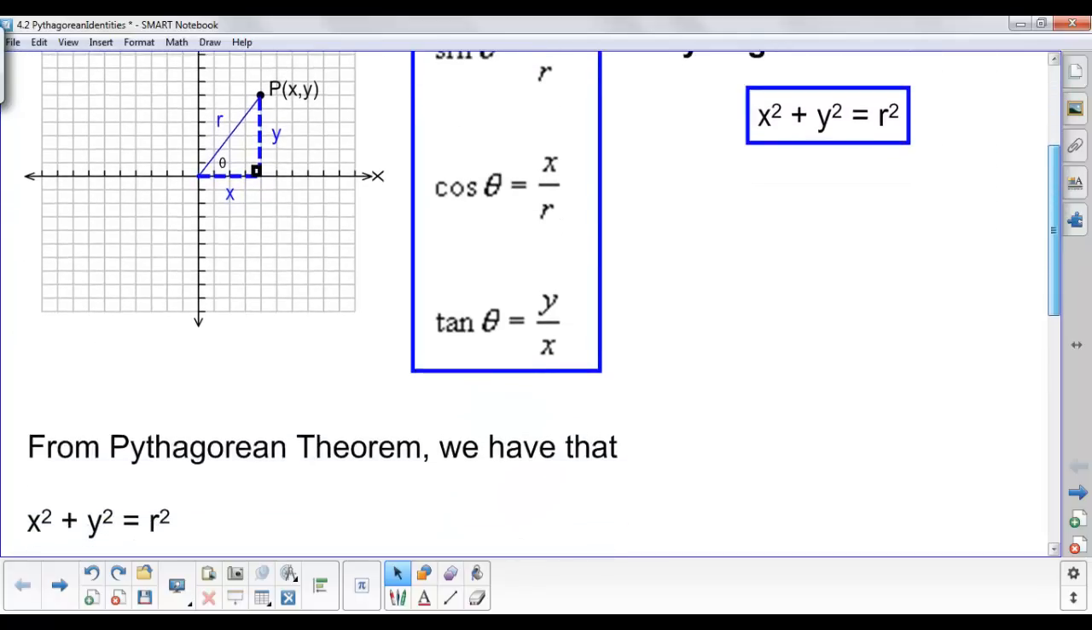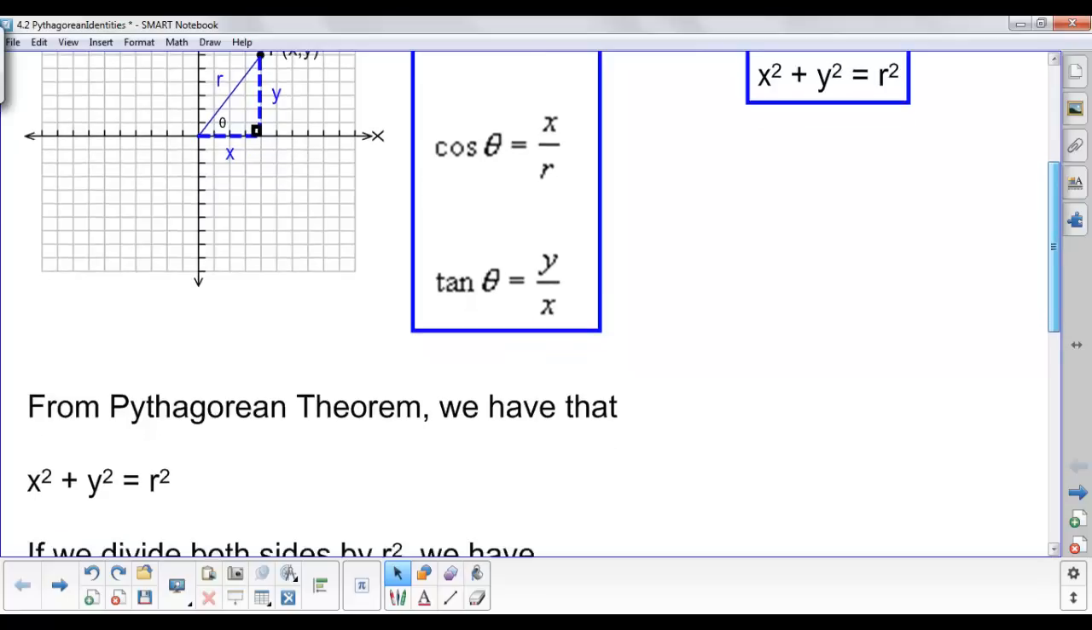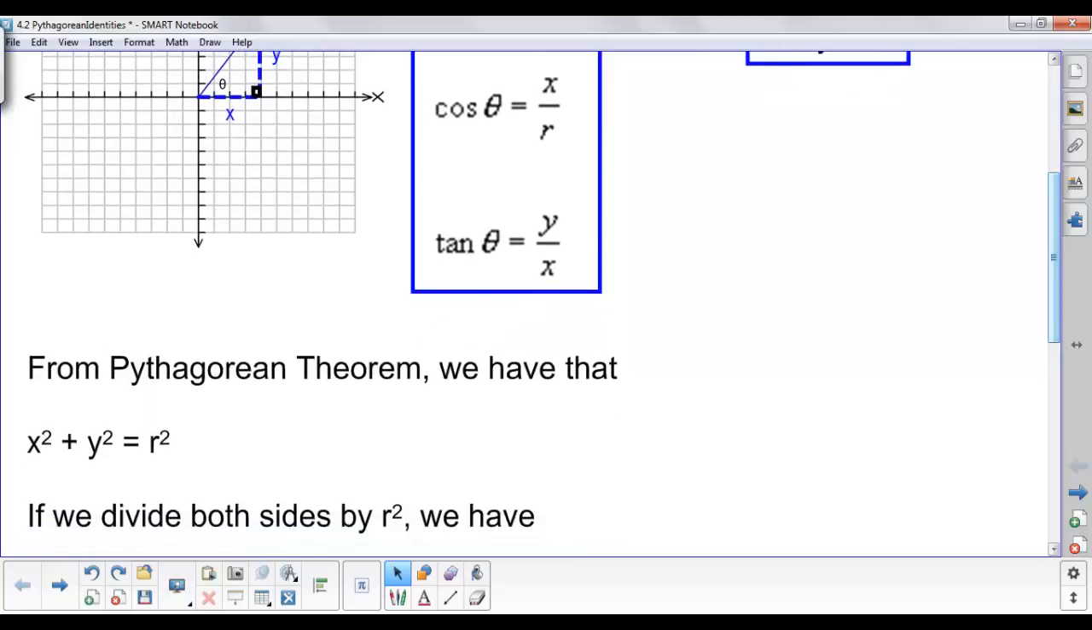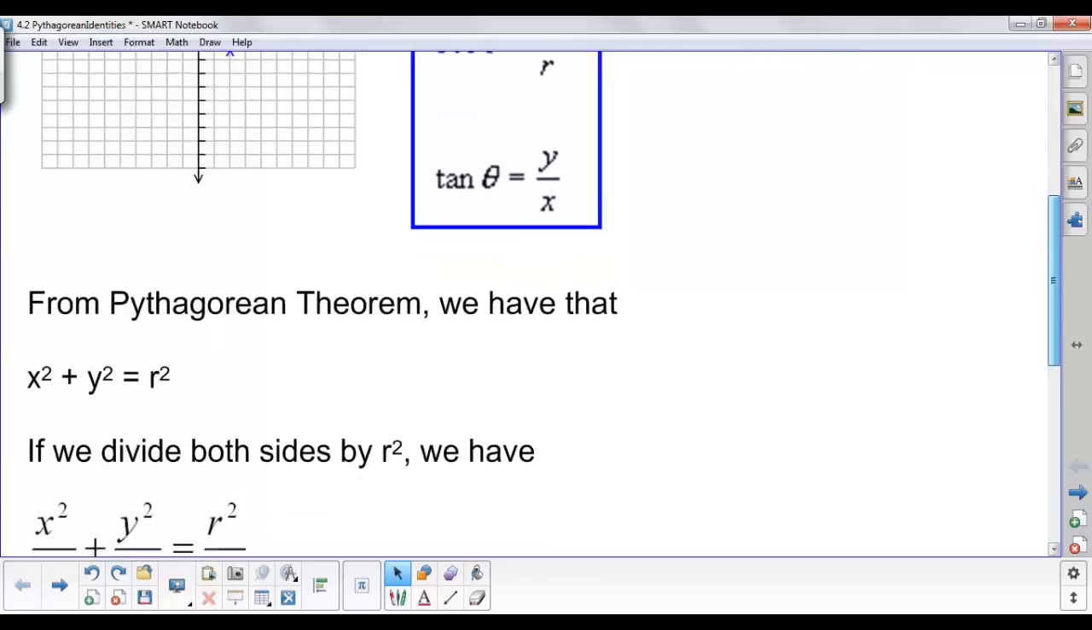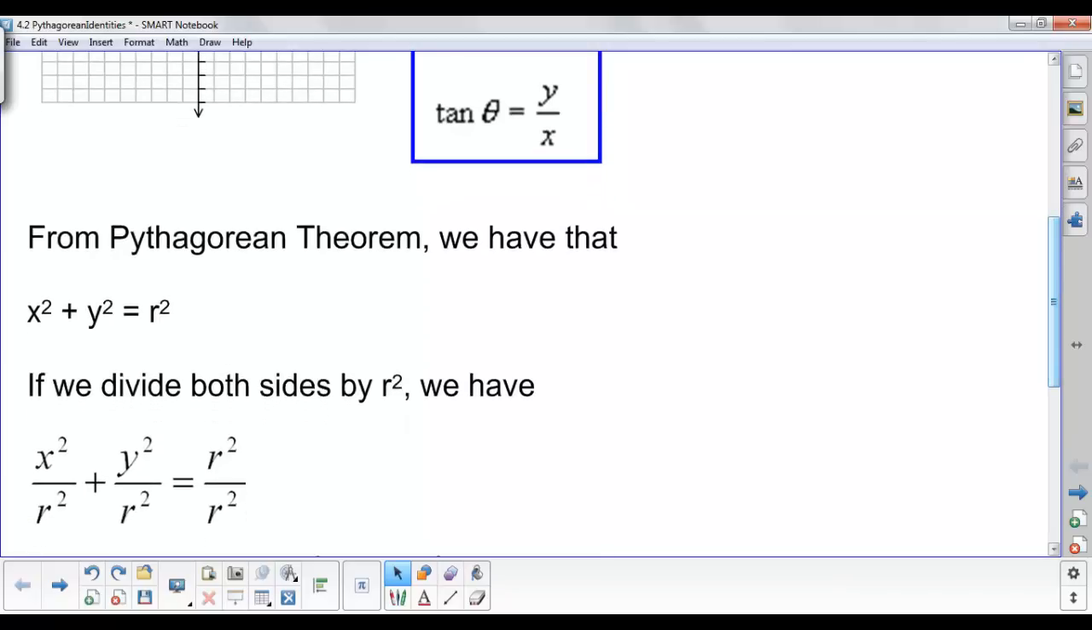Now, looking below, if we start with the Pythagorean theorem, what we can do to convert that expression into what is known as the Pythagorean identity is divide both sides by r squared. What we end up getting is x squared over r squared plus y squared over r squared equals r squared over r squared. The right side, r squared over itself, should just be equal to 1, so I'm able to simplify the right side.